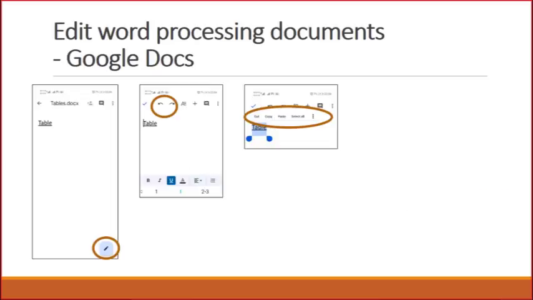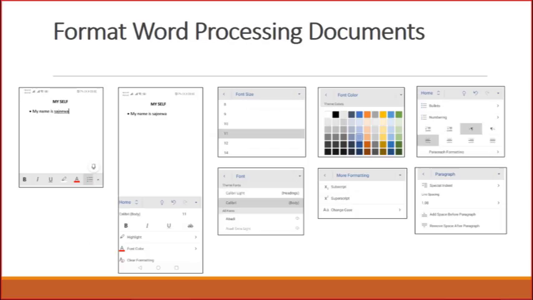So undo, redo, and also you have the editing options. Cut, copy, paste options are there in Google Docs as well. Then about the formatting. When you talk about formatting, we are talking about font sizes, font colors, and other formatting like paragraph spacing, line spacing, superscript, subscript.